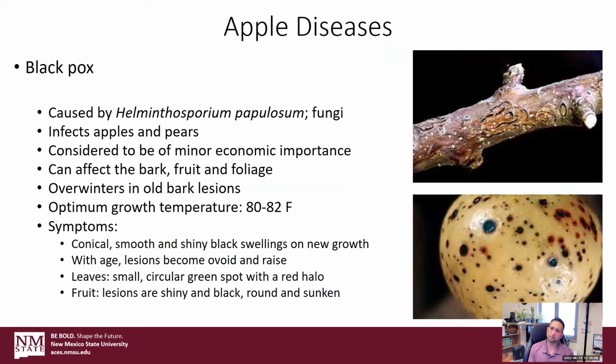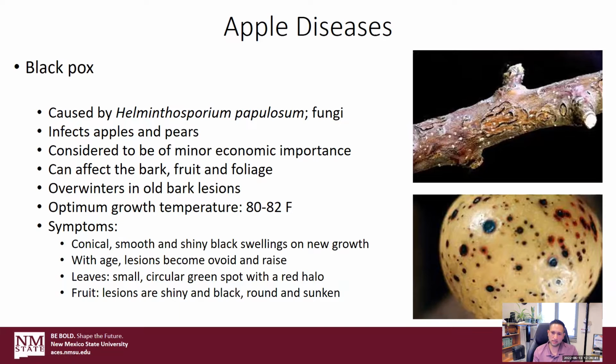Now another one. This one's not so common here in New Mexico, but it is black pox. It affects apples. It's caused by a fungus called Helminthosporium. It infects apples and pears. It's really considered to be of minor economic importance. It can affect the branch and fruit, which you can see right here, as well as the leaves. Again, this one also overwinters in those old bark lesions. You can see some of these lesions right in there.